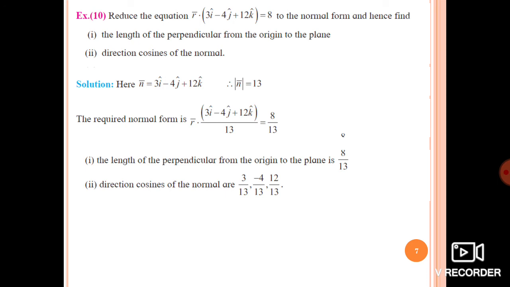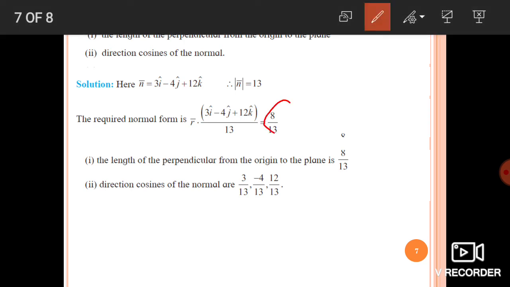We will get the length as 8 by 13, as we know that r bar dot n cap equal to p. We got p as 8 by 13, and direction cosines are 3 by 13, minus 4 by 13 and 12 by 13.